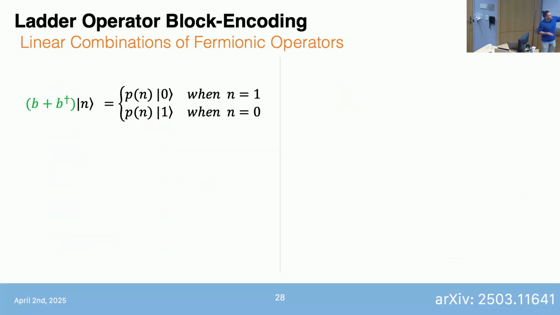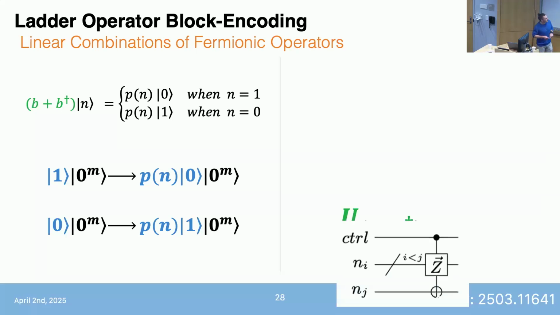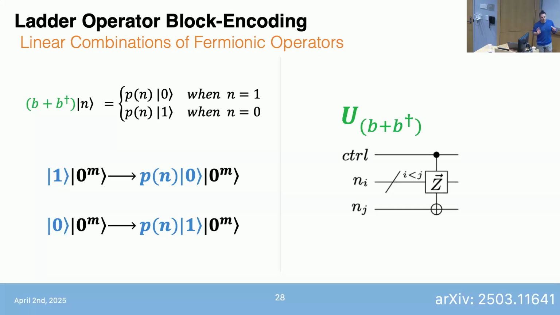encoded. Okay, so what about linear combinations, right? If I have a linear combination of these 2 fermionic ladder operators, I get these conditions. So it's basically just flip the occupation state and apply this parity rule. So it's pretty simple, right? I don't need any ancilla qubit. I just apply a string of Z's and then an X gate on that mode to flip it from 0 to 1.